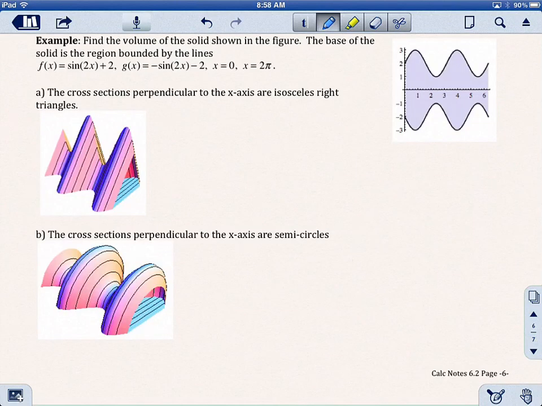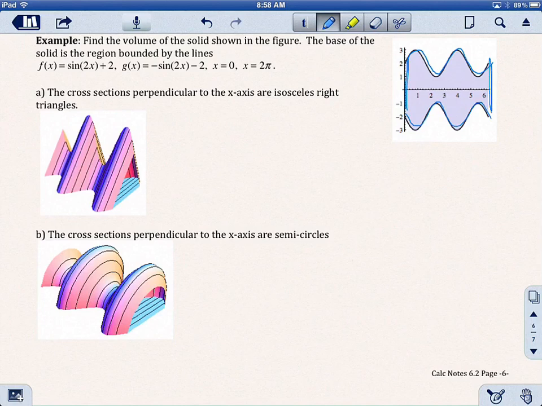Alright, let's move on. So in this example it says find the volume of the solid shown in the figure, and the base of the solid is the region bounded by the lines sine of 2x plus 2, which you can see right here, and negative sine 2x minus 2, which is right here. Also 0 is right here, and then up to 2 pi.